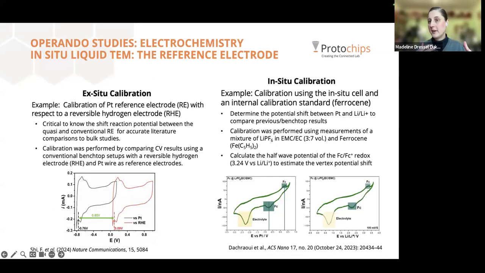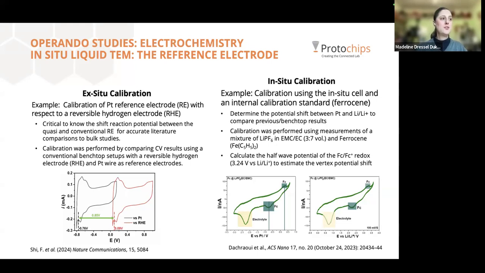You can do, for example, an ex situ calibration where you calibrate the reaction on the benchtop with respect to your normal electrode. In this case, this is an example of using a reversible hydrogen electrode, and then calibrating it with a platinum wire and determining what that shift is. And then you can take your in situ data and shift the peak values accordingly, and compare that with literature values and benchtop experiments that use a conventional electrochemistry setup.